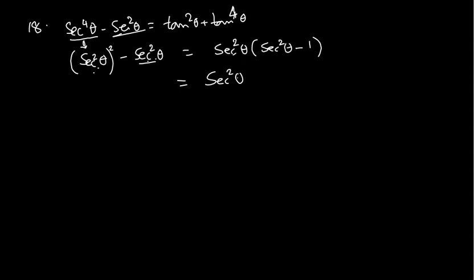This one, as per identity 2, becomes tan square theta. 1 plus tan square theta equals secant square theta. So you modify the form: 1 plus tan square theta is secant square theta. Therefore, secant square theta minus 1 is tan square theta. So what is secant square theta minus 1? That's tan square theta.